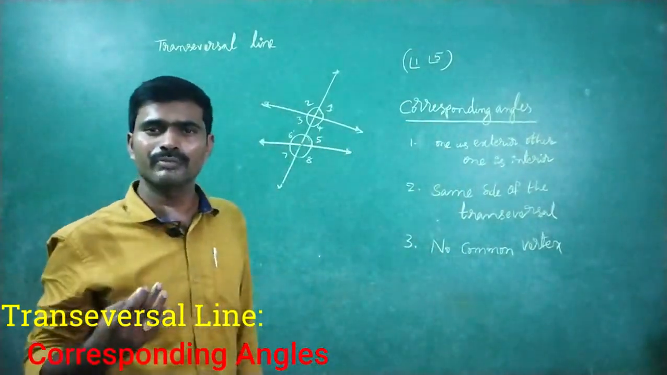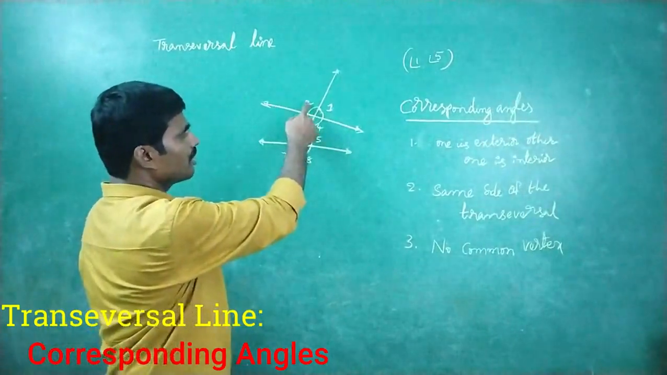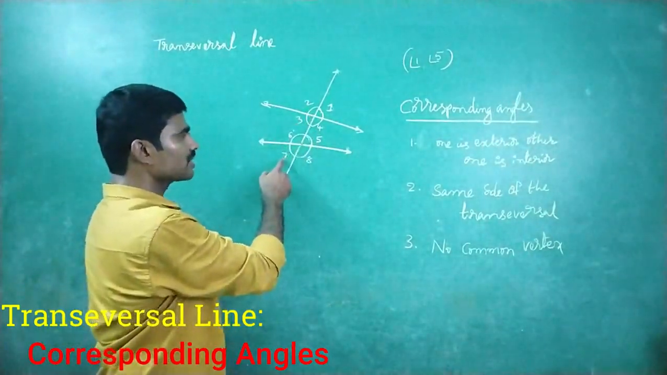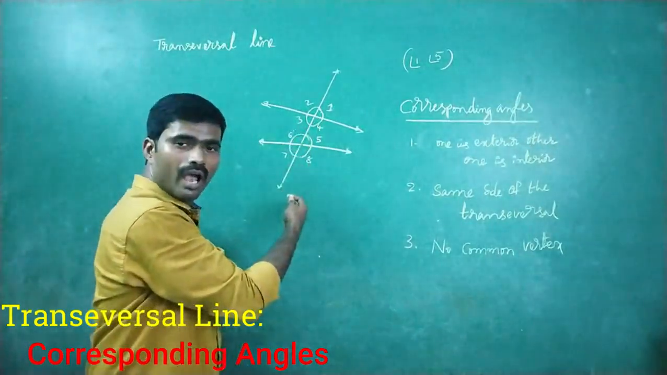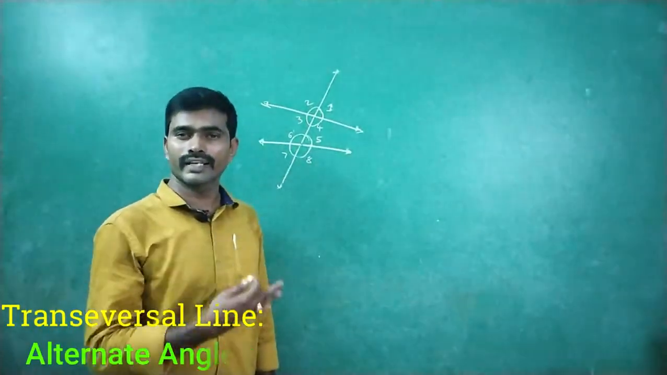Do you understand, all of you? Okay. So, what is the corresponding angle of 2? Angle 6. What is the corresponding angle of angle 3? Angle 7. What is the corresponding angle of angle 4? Angle 8. Next, alternate angles.